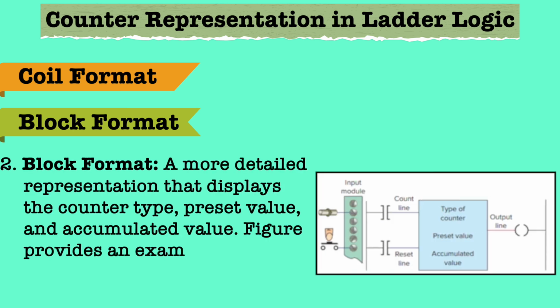Next one is block format, a more detailed representation that displays the counter type, preset value and the accumulated value, as you see in the diagram also, right? So let's start the detail about the coil formatted up counters. When the condition in the rung changes from false to true, the up counter increments the count by 1. Once the accumulated count equals the preset value, the counter output is energized, set to 1.